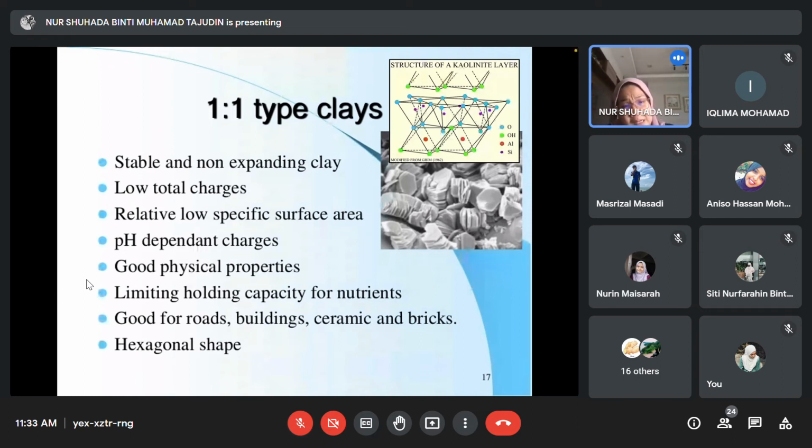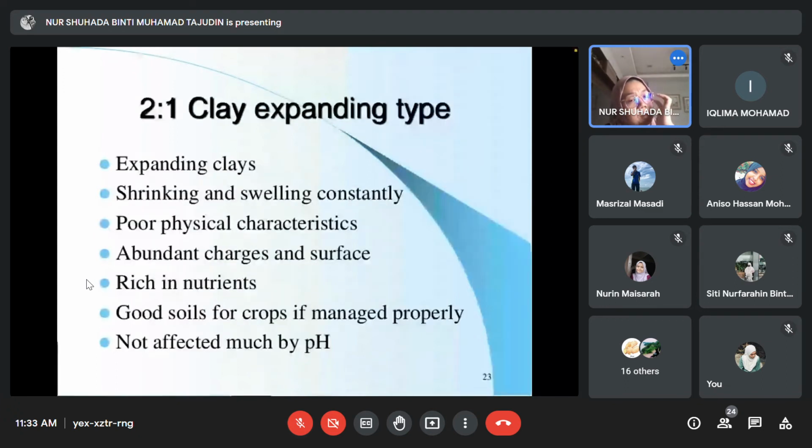The second one is what we call the 2-to-1 type of clay, 2:1. It is expanding, and there are 3 to 4 types of it. It can shrink and swell based on the clay and its characteristics. However, it is not like 1-to-1. The 1-to-1 is like a box, it doesn't allow any changes to the structure. But 2-to-1 is quite flexible. However, there are also several types.